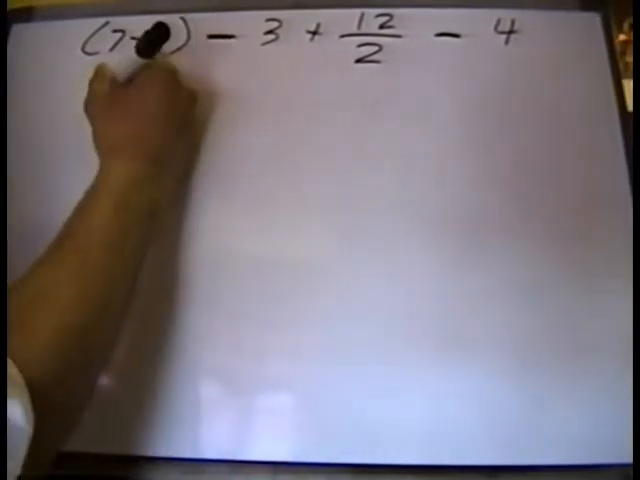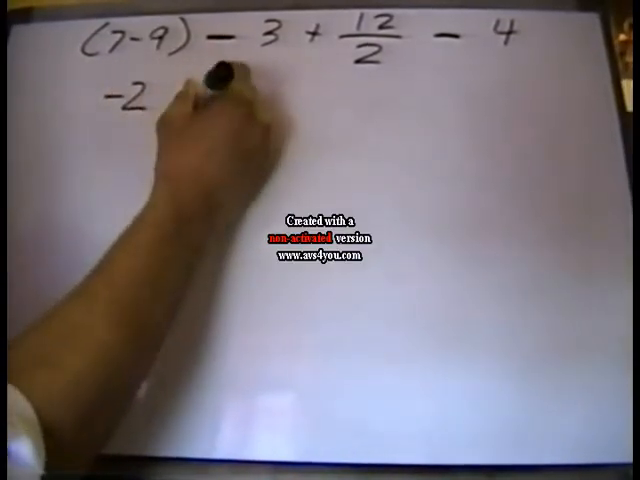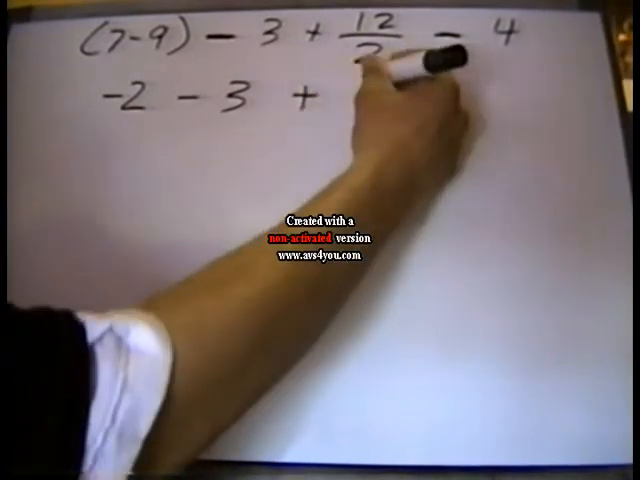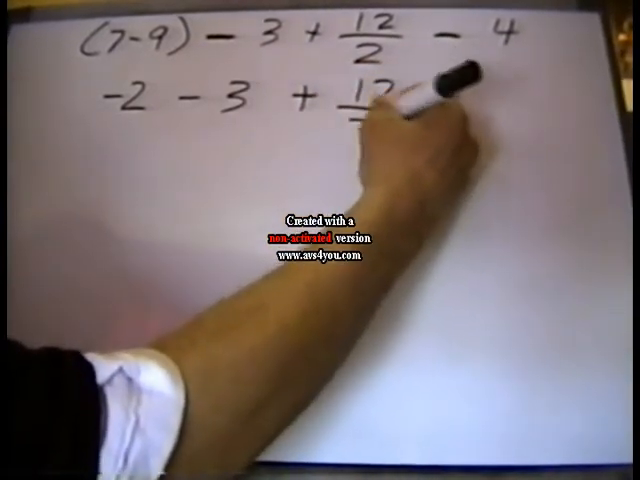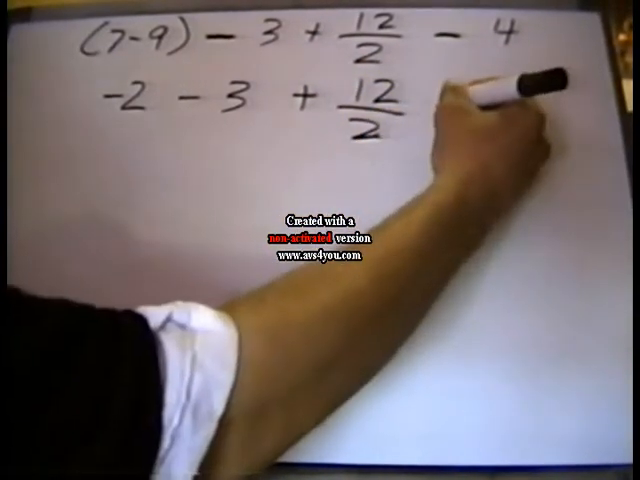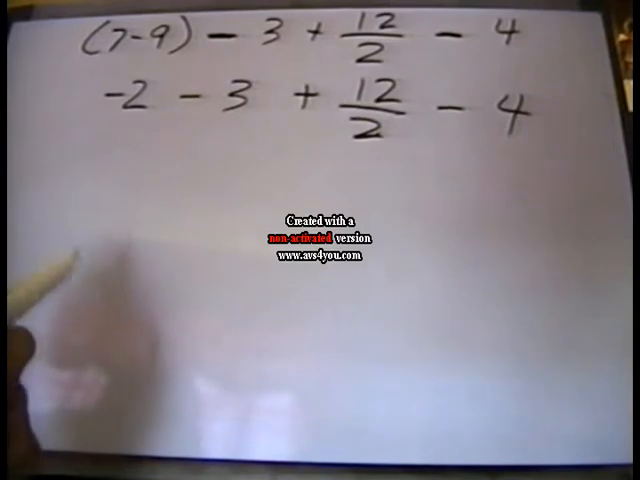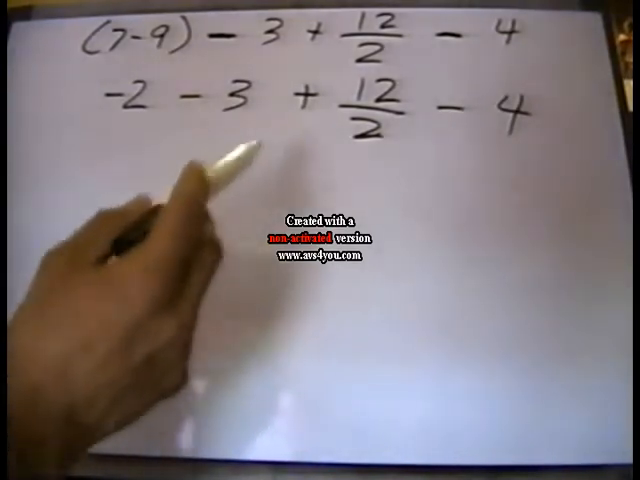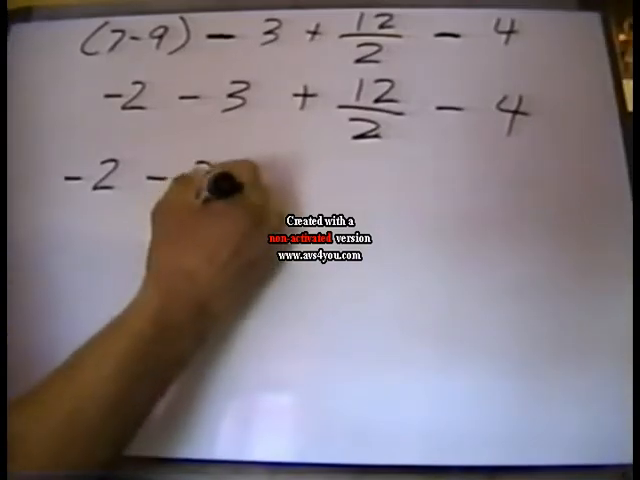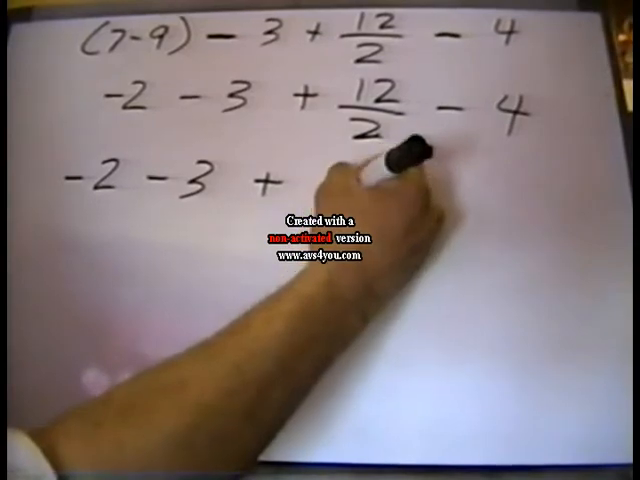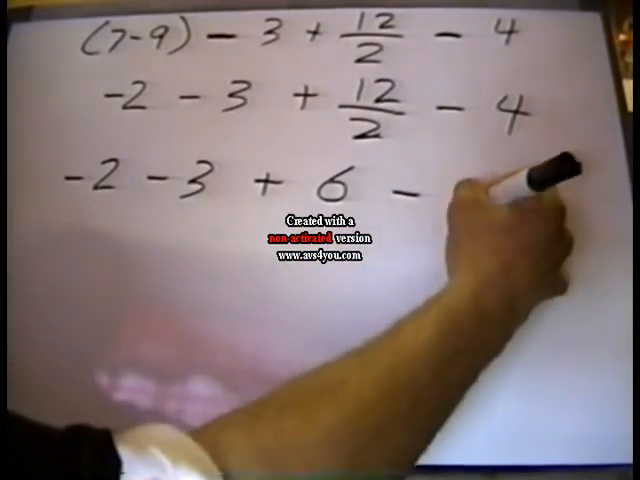So your negative 2 minus 3 plus 12 halves. Now, the next thing in our order of operations is to do any multiplications or divisions. So here, we're going to divide 12 by 2. So next we get negative 2 minus 3 plus 6 minus 4.